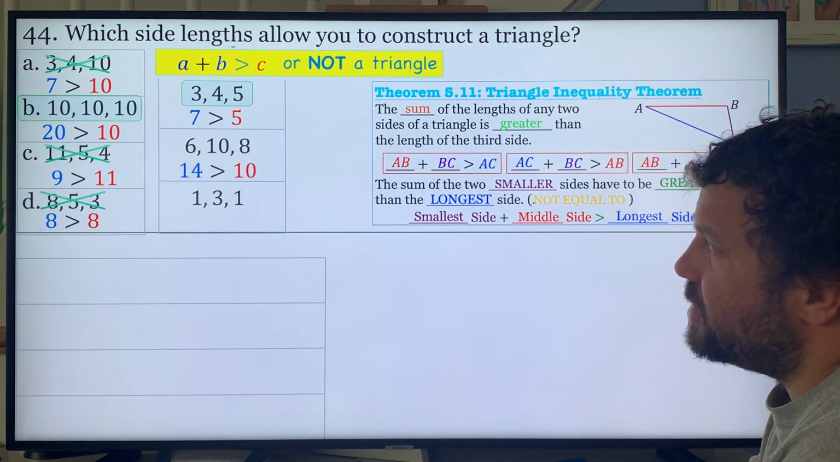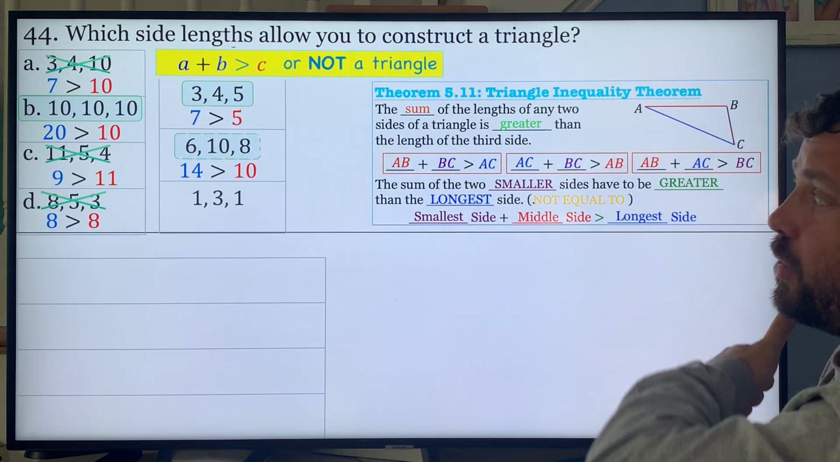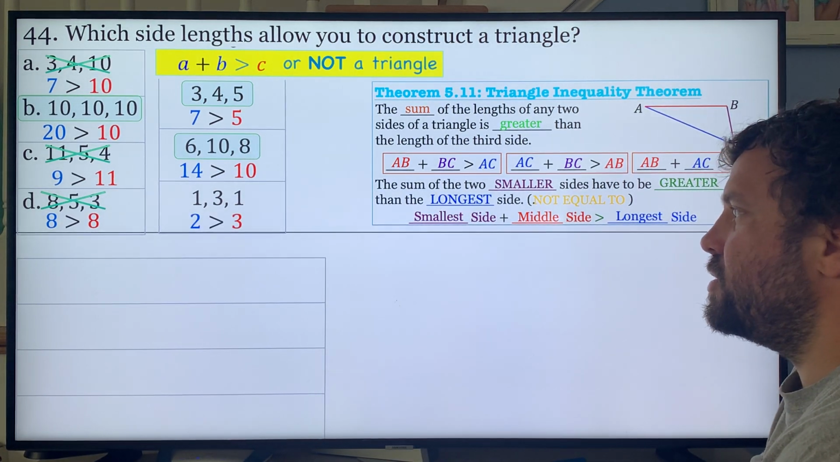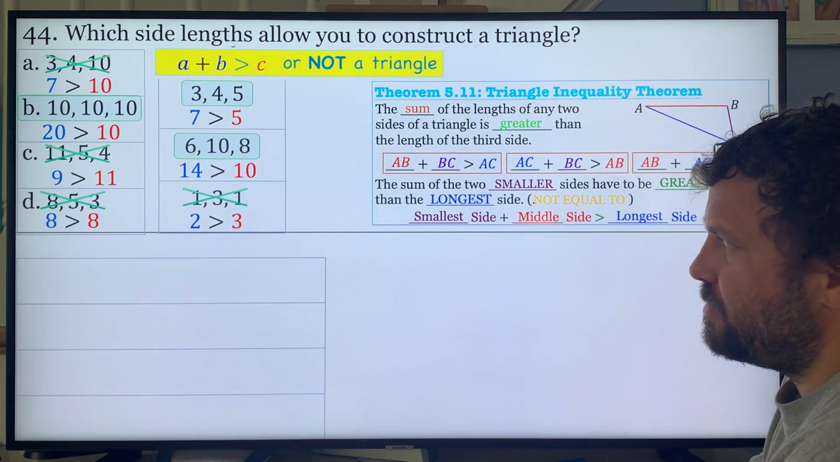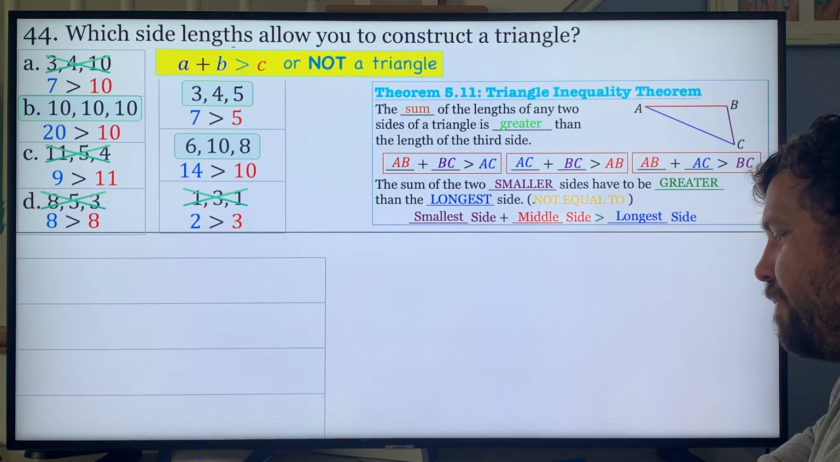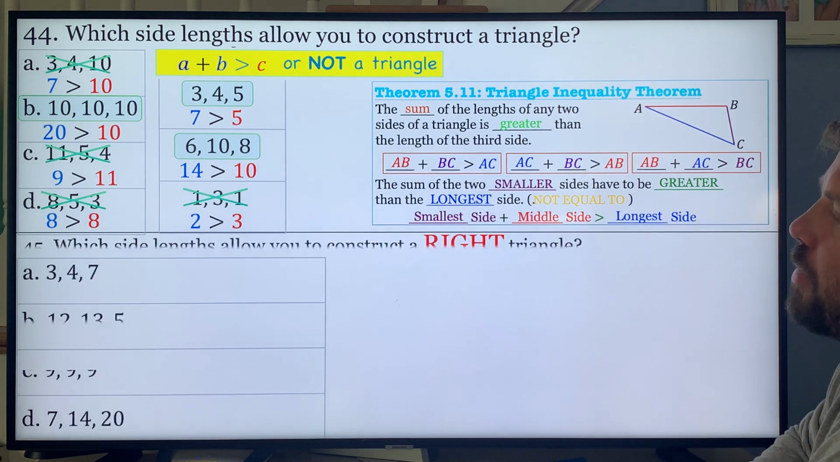6, 10, 8. 6 plus 10 is 14. Is 14 greater than 10? Of course it is. And 1 plus 1 is 2. Is 2 greater than 3? It is not. So that's not a triangle. All right, we good? All right, problem 45.